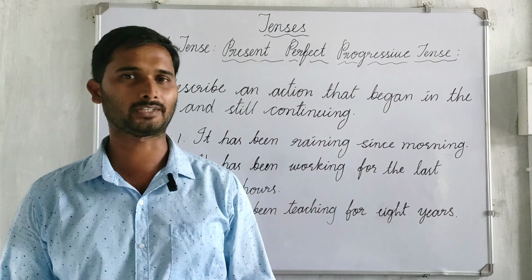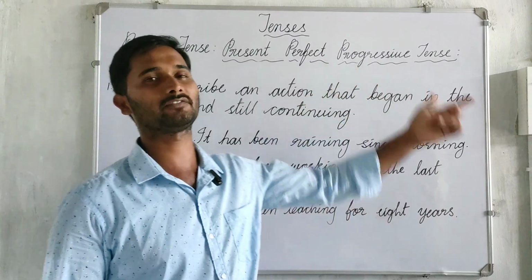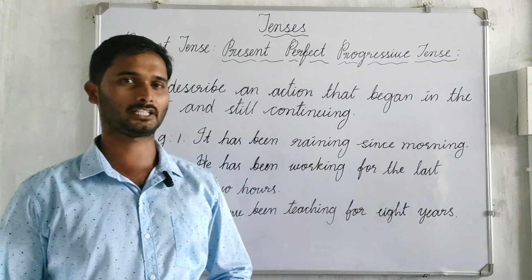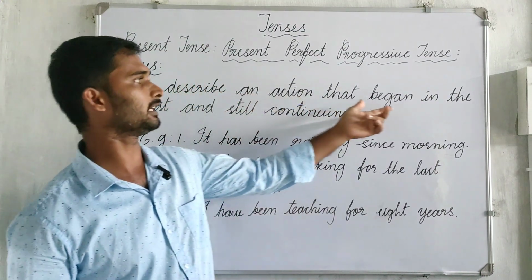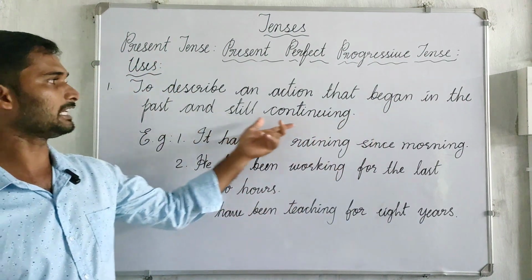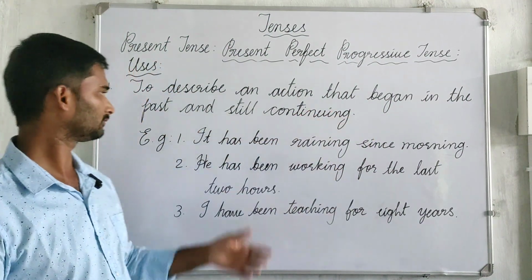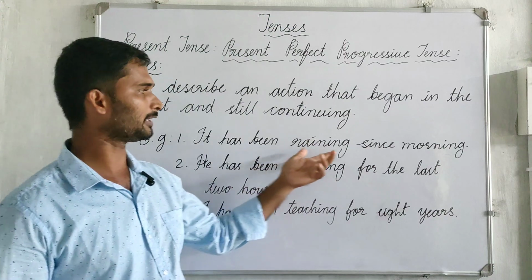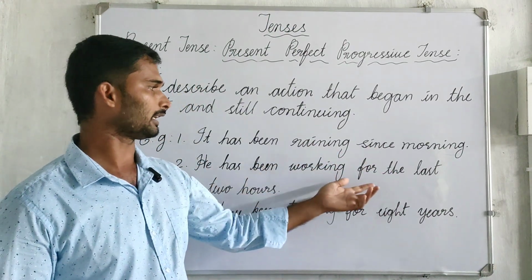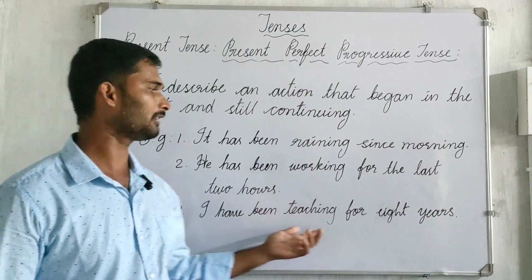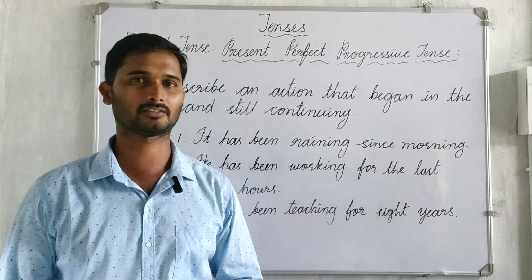Let us learn some uses of present perfect progressive tense. We also call it present perfect continuous tense. Here is the first use. It is used to describe an action that began in the past and is still continuing in the present. Some examples. It has been raining since morning. He has been working for the last 2 hours. I have been teaching for 8 years.